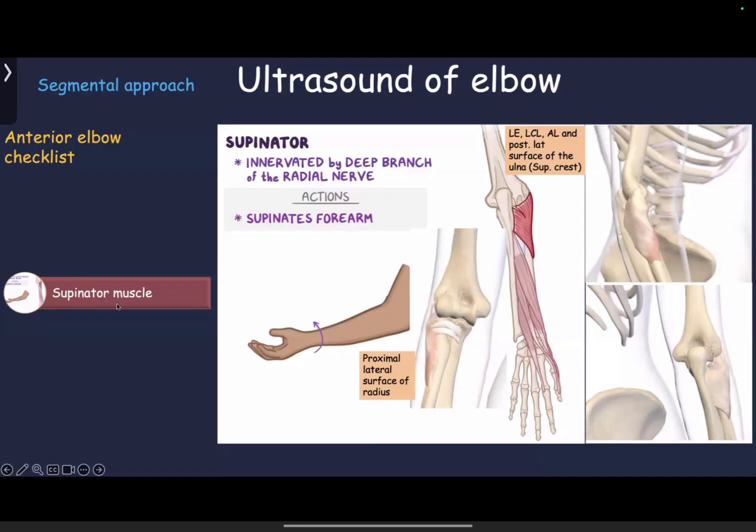Then another muscle in the anterior elbow is the supinator muscle. This is one of the funny muscles. Why? Because it has multiple bony origins. It arises from the lateral epicondyle here, then along the lateral collateral ligament, then from the annular ligament, and the posterolateral surface of the ulna, that is the supinator crest, and it inserts over the proximal lateral surface of the radius, and one of its important actions is to supinate the forearm.